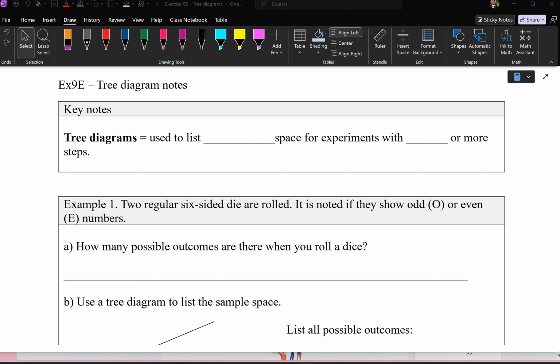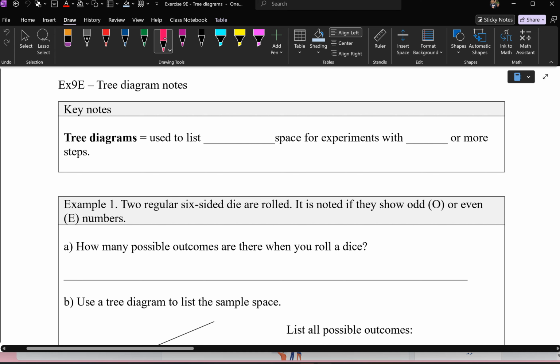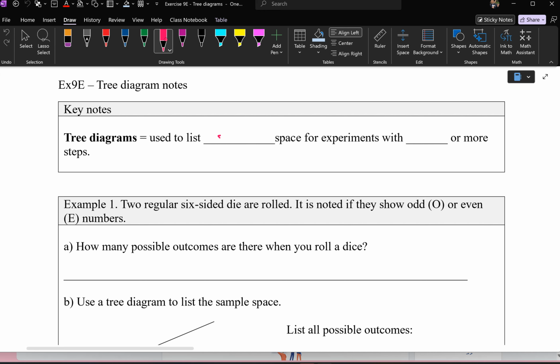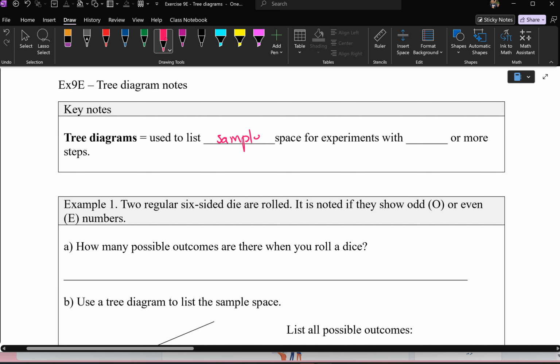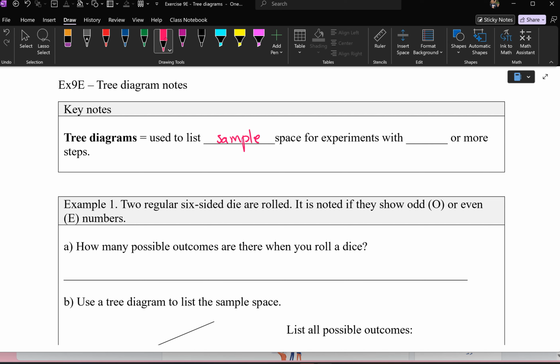Let's start off with exercise 9E, tree diagrams. We use tree diagrams to list sample space. So write that down, sample space. We use tree diagrams to list out sample space, but specifically for experiments or problems with 2 or more steps. So remember, these exercises that you're doing, they're just tools. You learn Venn diagrams, two-way tables, and you're learning tree diagrams. They're just ways for you to solve a problem systematically. You don't have to use them later on, but you just have a set of tools.